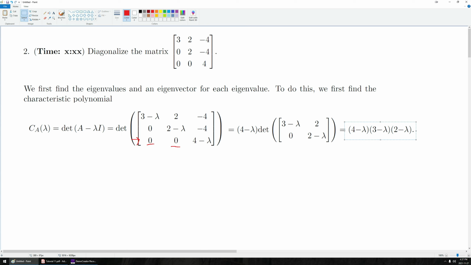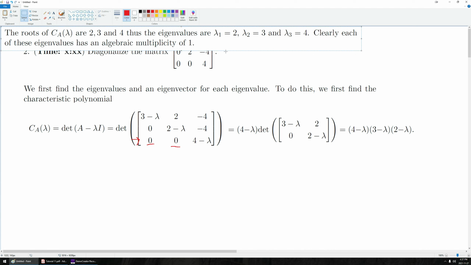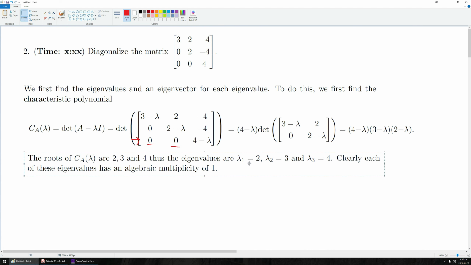form. So if I look at this, what are the roots? Well, that's simply going to be 2, 3, and 4. And from there, each one of the eigenvalues would simply be lambda is equal to 2, lambda is equal to 3, and lambda is equal to 4. Okay, clearly, either from this equation or from noting that it's a 3 by 3 matrix, so it has at most 3 eigenvalues, you notice that clearly each one of these eigenvalues has an algebraic multiplicity of 1.